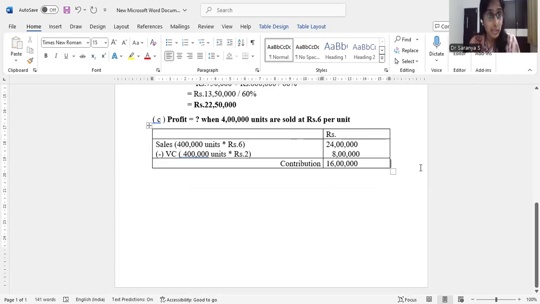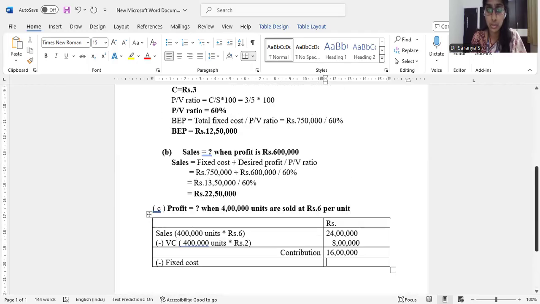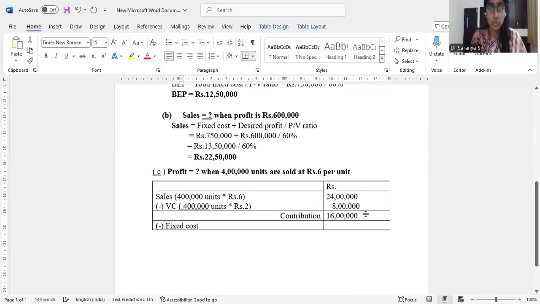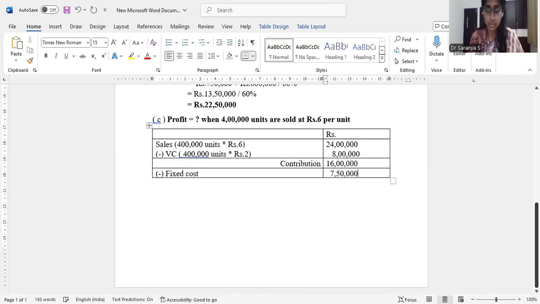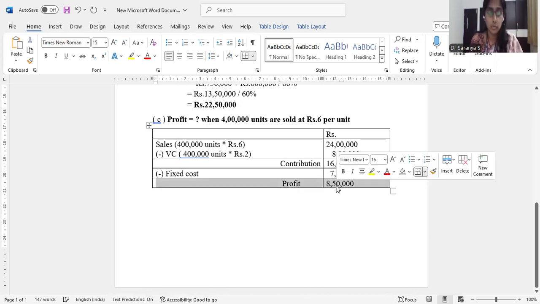Okay. So from the 16 lakh, if we deduct the fixed cost, which is given in the question, then we will get the profit. Okay. So minus fixed cost. Okay. The fixed cost is given in the question. Correct. So how much is fixed cost? Rupees 7 lakh 50,000. So when you deduct that, 16 lakh minus 7 lakh 50,000, which is fixed cost, the answer that you're getting is profit. How much is profit? 8 lakh 50,000. So this is the profit figure.